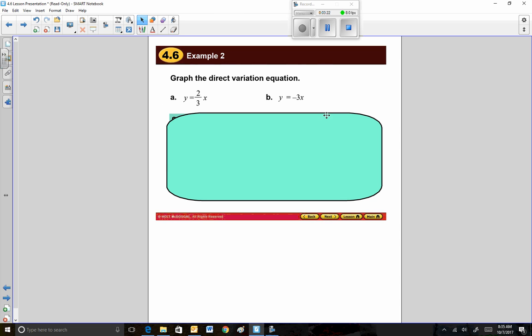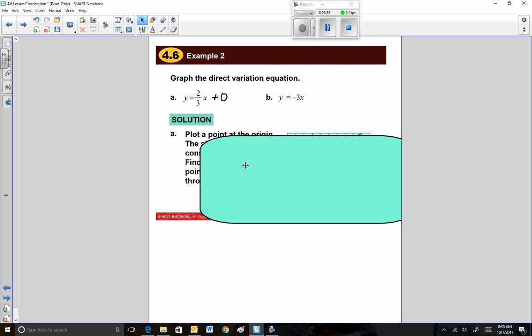All right, example 2, graph the direct variation. So now we get to graph it. Our slope is 2/3, and notice there's nothing here for the y-intercept. If there's nothing in math, we represent that with 0. So that must mean it crosses the y-axis at 0. Technically, we could write in plus 0, but we don't traditionally do that. So it's going to cut the y-axis at 0.